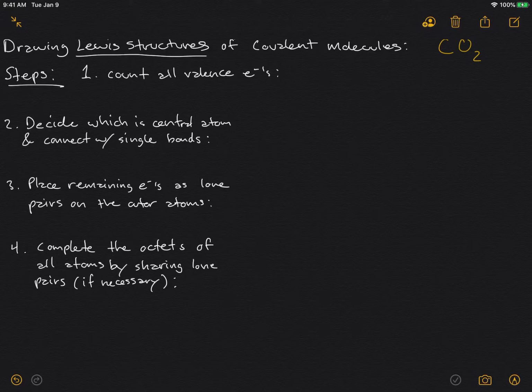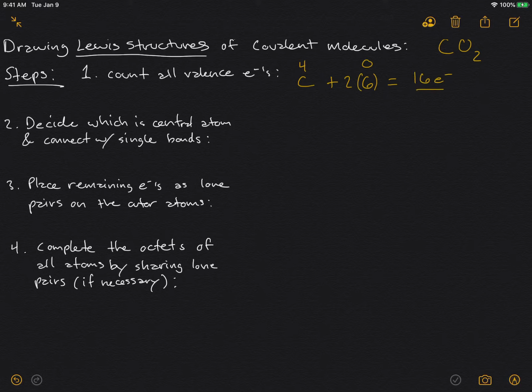Now the first step is to count all of the valence electrons for each atom in the molecule. We're only counting the valence electrons, and carbon has 4 valence electrons, and oxygen has 6, but we have 2 oxygen atoms in the molecule, so make sure you multiply that by 2. So we have 12 plus 4 valence electrons. We have 16 electrons total.